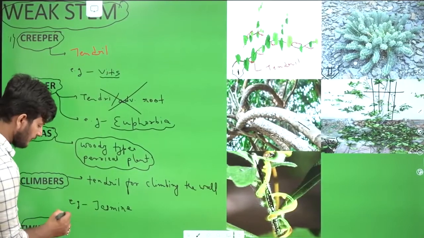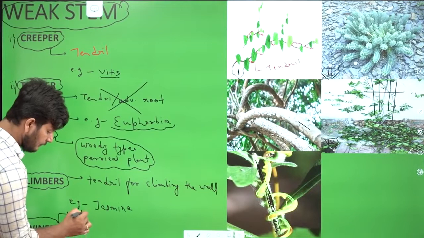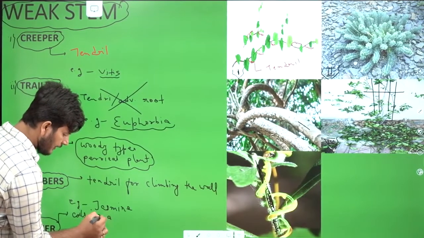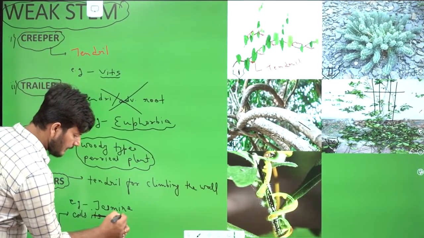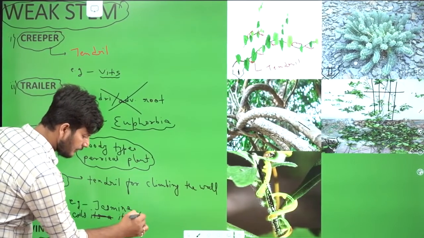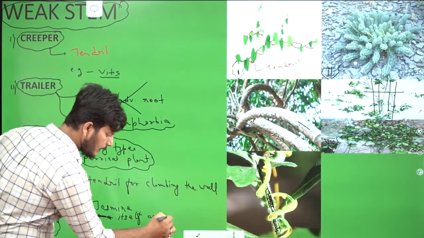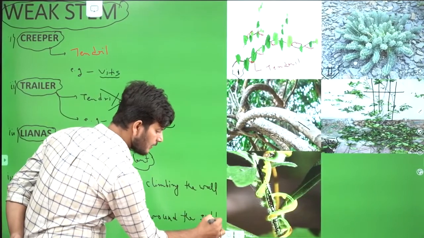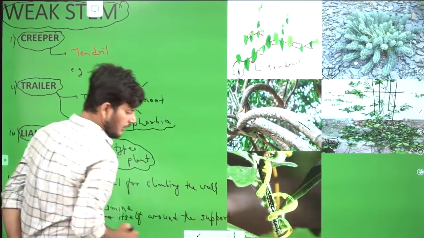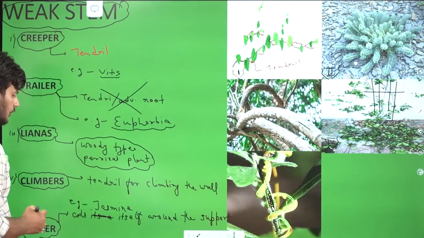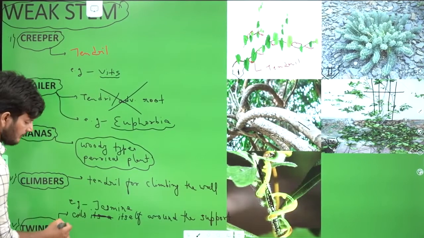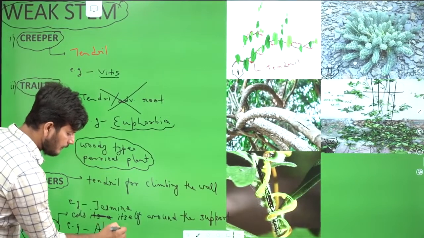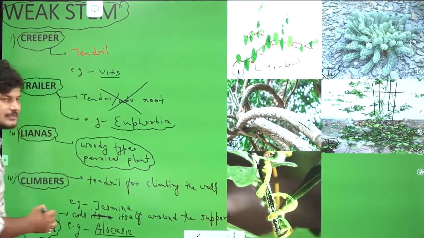We can write here: this coils itself around the support. Since it coils itself around the support, that's why it is called a coiler or twinner. And the famous example of a coiler is alocasia. Alocasia is the famous example.